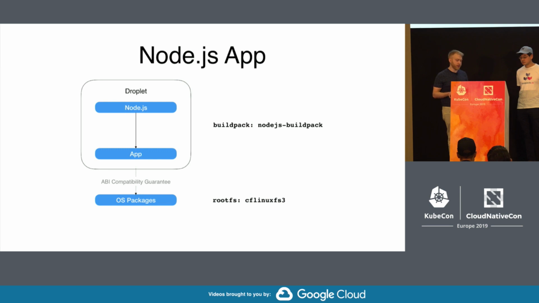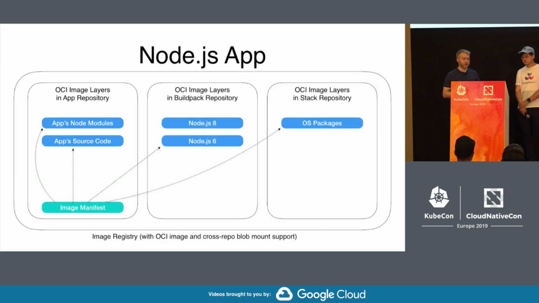And so to do this, we took that original model where you have this droplet or slug and the base image, and we lay it out on top of a Docker registry. So you have an image manifest for your individual application pointing at your app-specific layers in its own repository, but also pointing across repository boundaries at dependencies that live in other repositories. And when a critical CVE hits, we just update.